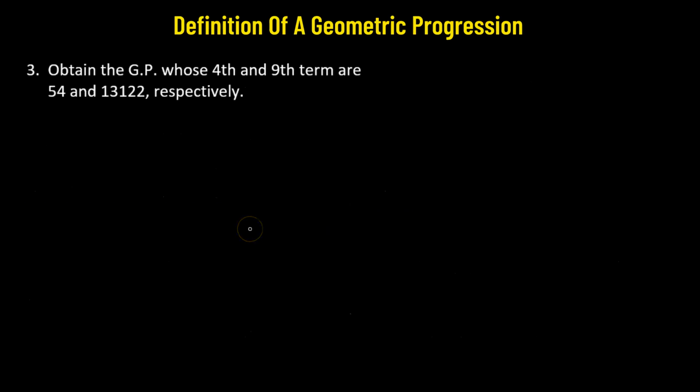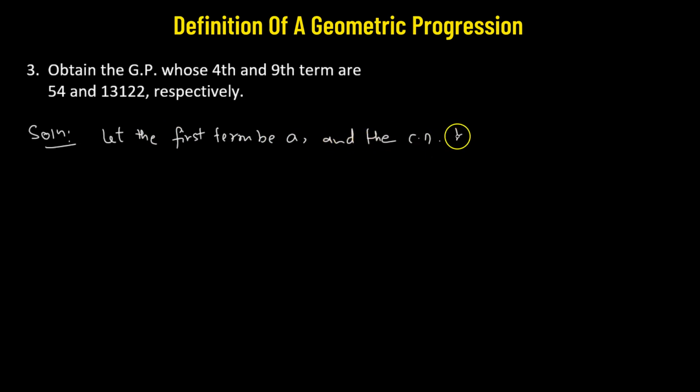So we need to obtain the geometric progression whose fourth and ninth terms are given. They have values of 54 and 13,122 respectively. So let's begin. First, we'll need to specify the first term as well as the common ratio. So let the first term be represented by the letter a in lowercase, and the common ratio will be represented by the letter r in lowercase as well.